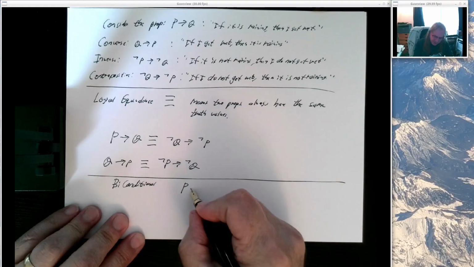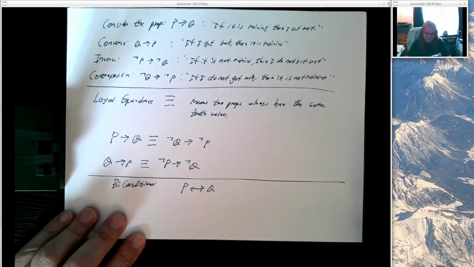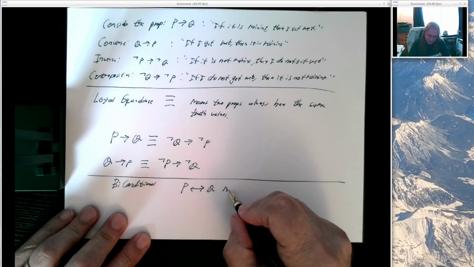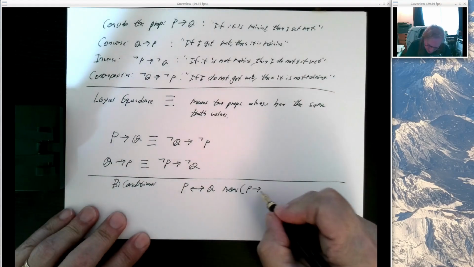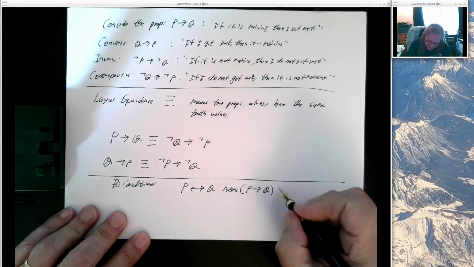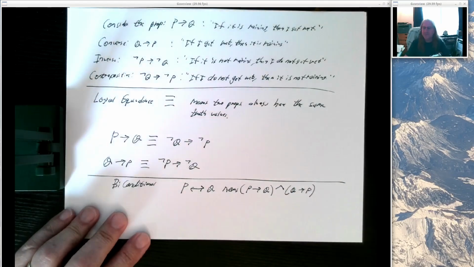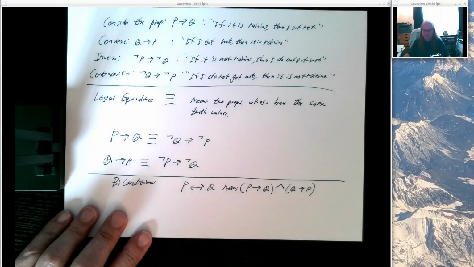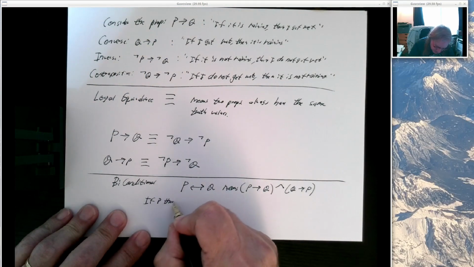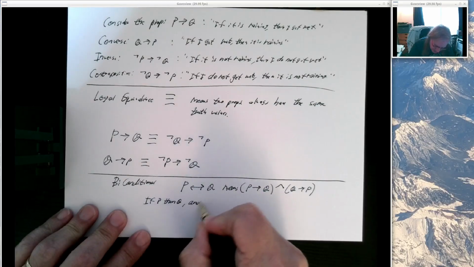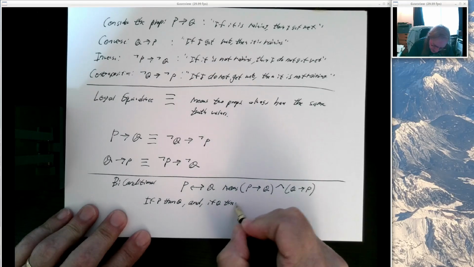And we can write this as P and a double-headed arrow Q. And this means, I'm going to use some parentheses here to remove some ambiguity, this means if P then Q, and if Q then P. So if P then Q, and if Q then P.